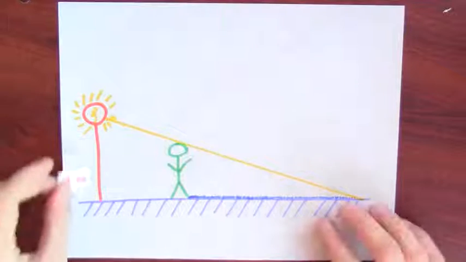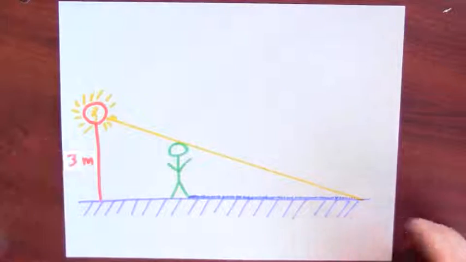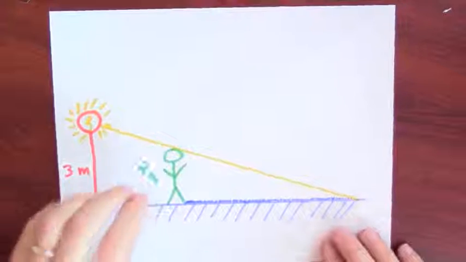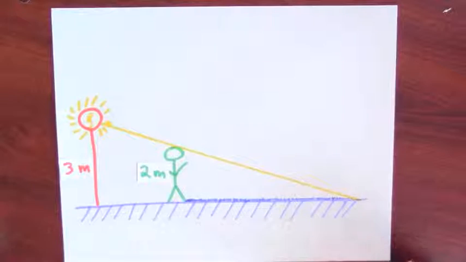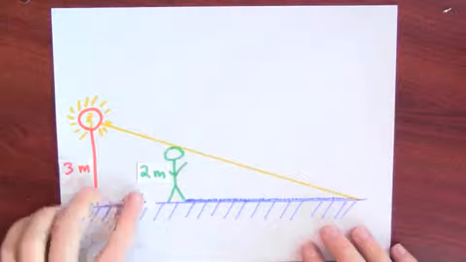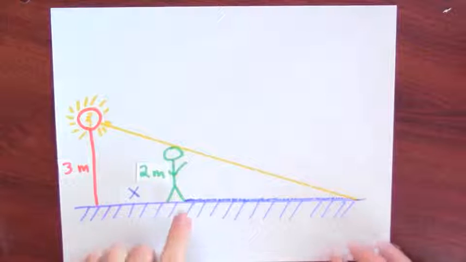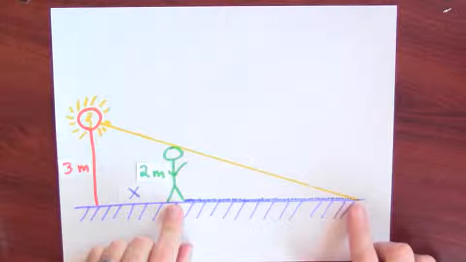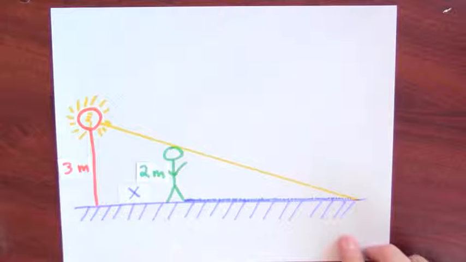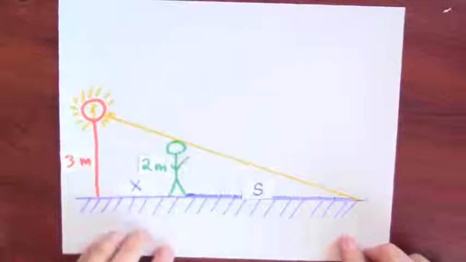You might suppose that the original problem told us that the lamppost was 3 meters tall and the person was, say, 2 meters tall. And then I can label the other relevant lengths in this diagram. I'll call x the distance from the bottom of the lamppost to the person's feet, and the distance from the feet to the tip of the shadow, I'll call that s for shadow.